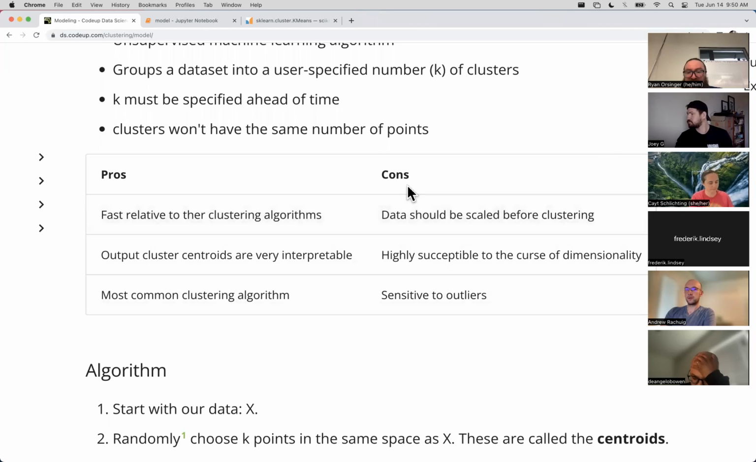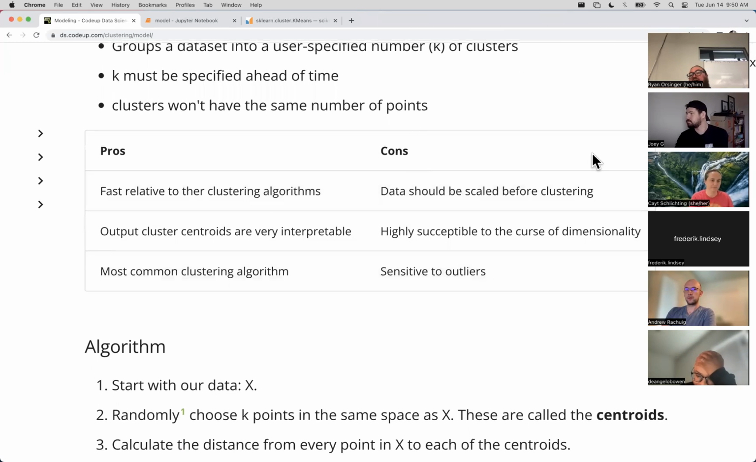So we scale before using k-means, and the scale can have a huge impact, right? If we think of one column having millions of dollars and another column having millimeters, we don't want the sense of scale of the millions of dollars to overwhelm things. So that's why we're really getting relative scale when we use a scaler. Another con of k-means clustering is it's highly susceptible to the curse of dimensionality.